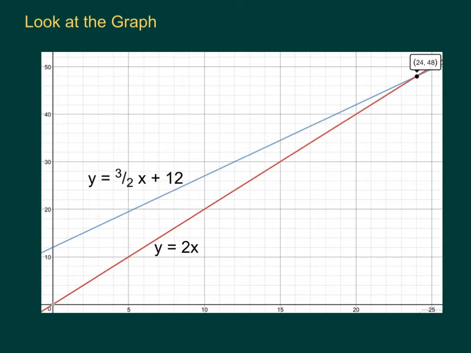So this is what we call a system of equations, these two equations right here. And the solution is an ordered pair. In this case, that ordered pair is 24, 48. And that's all that it is. Graph the lines, see where they intersect.